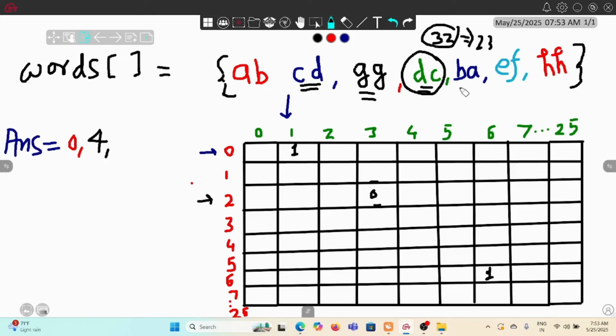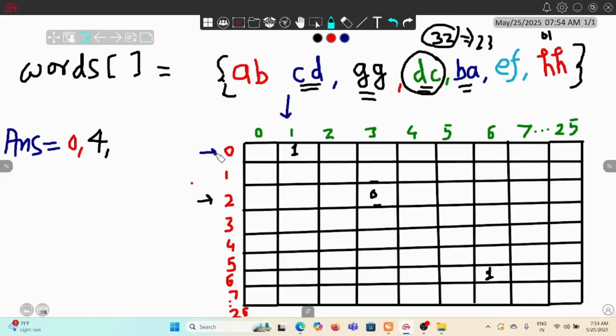Now we're coming to here, BA. What is the coordinate of BA? The coordinate of BA would be 1, 0, right? So 1, 0 would be the coordinate of BA. Then we will look at what is the opposite of 1, 0. The opposite of 1, 0 is 0, 1. So we will check whether 0, 1 has already occurred.